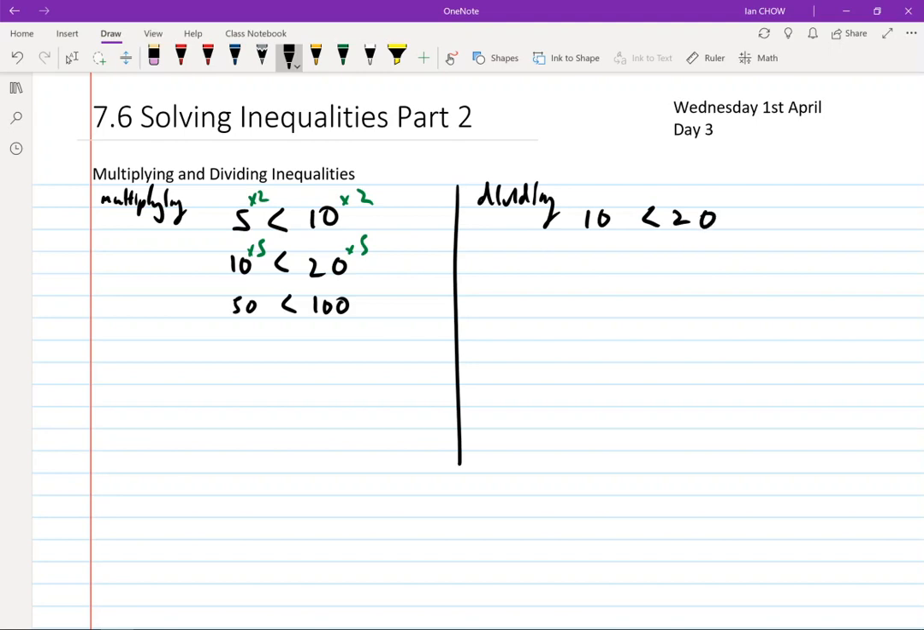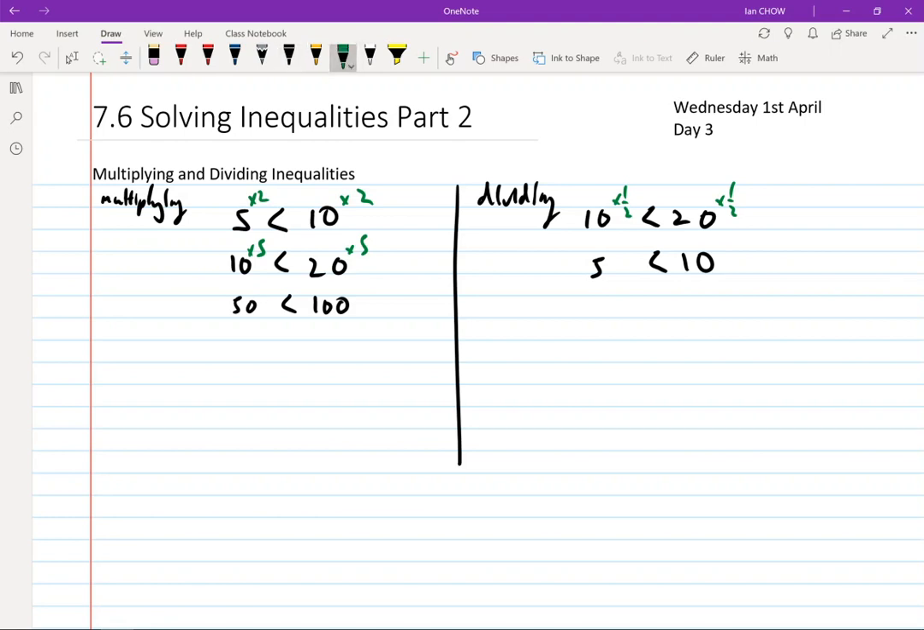10 is less than 20. So that's a true statement. So what happens if we're going to divide both sides by 2? Divide by 2 means the same as times half. So if I do times half and times half, what would happen? 10 times half will be 5, or 10 divided by 2. And then 20 divided by 2 will be 10. And then 5 is less than 10. Is that true? Yes, that is still true.